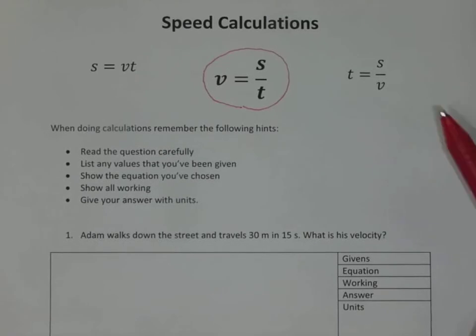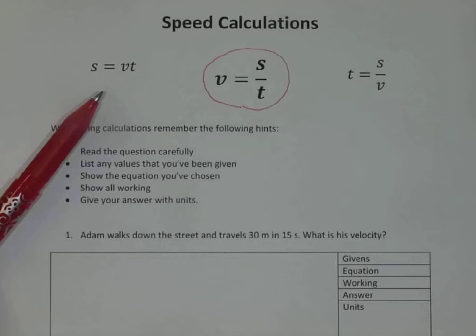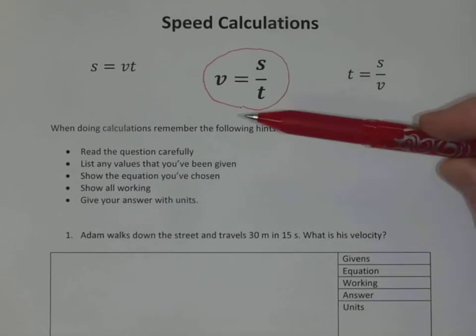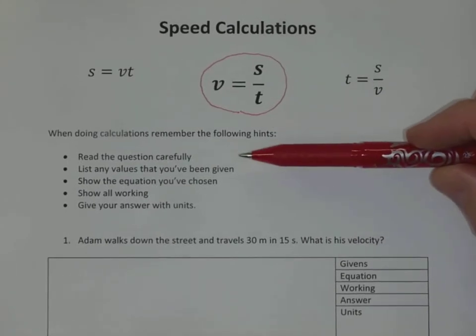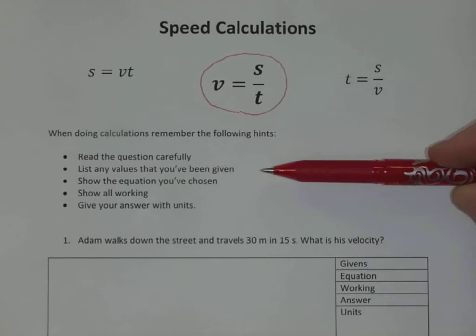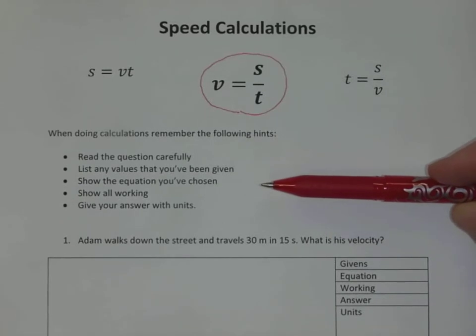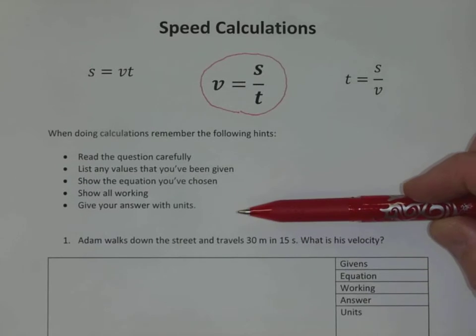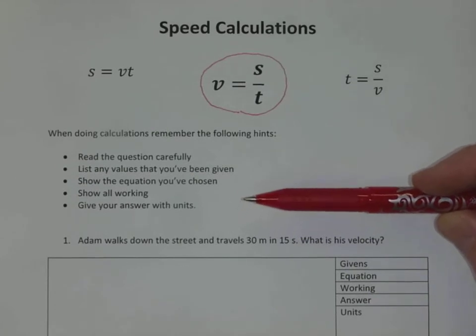The two other equations that we see here are just different versions of the speed equation. And one of the videos we'll do soon will look at this idea of how you can convert between versions of the speed equation and how you can manipulate equations. Some good habits to consider when you're doing calculations is that you want to read the question carefully, list any values that you've been given, show the equation that you've chosen to use, show all your working, give your answer, and remember to put in the units.